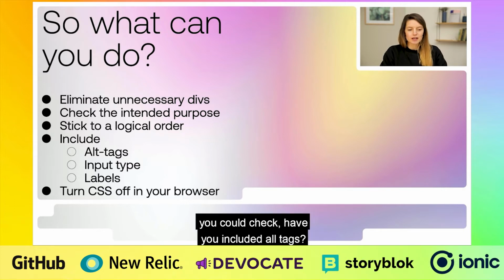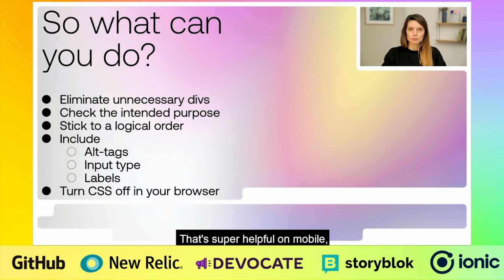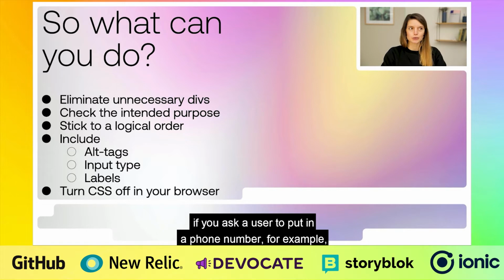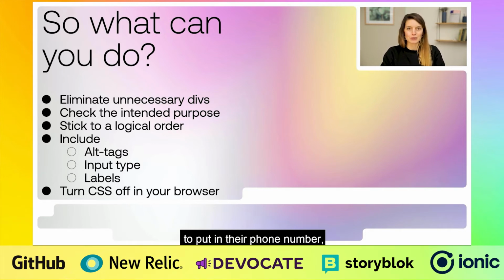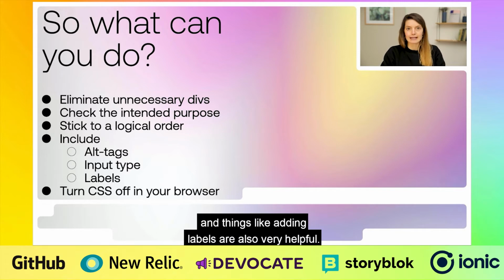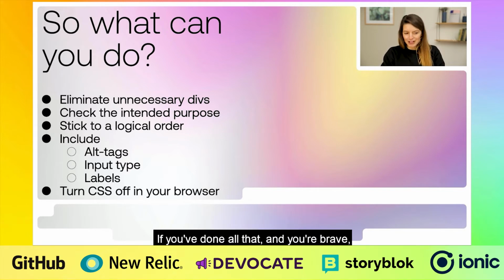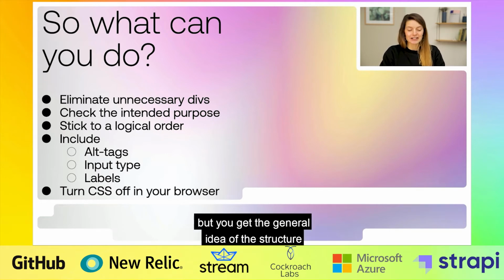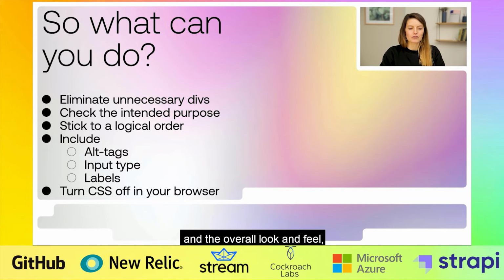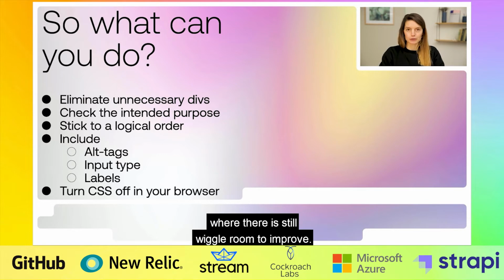And if you've done that, you could check, have you included alt tags? Did you select the correct input type, for example? That's super helpful on mobile. If you ask a user to put in a phone number, for example, and you selected input type number, it directly jumps to the number pad, and it's a lot easier for anybody really to put in their phone number. And things like adding labels are also very helpful. If you've done all that and you're brave, you can turn off CSS in your browser and see what the site looks like. Might not be pretty, but you get the general idea of the structure and the overall look and feel, and that might already give you some clues where there is still wiggle room to improve.